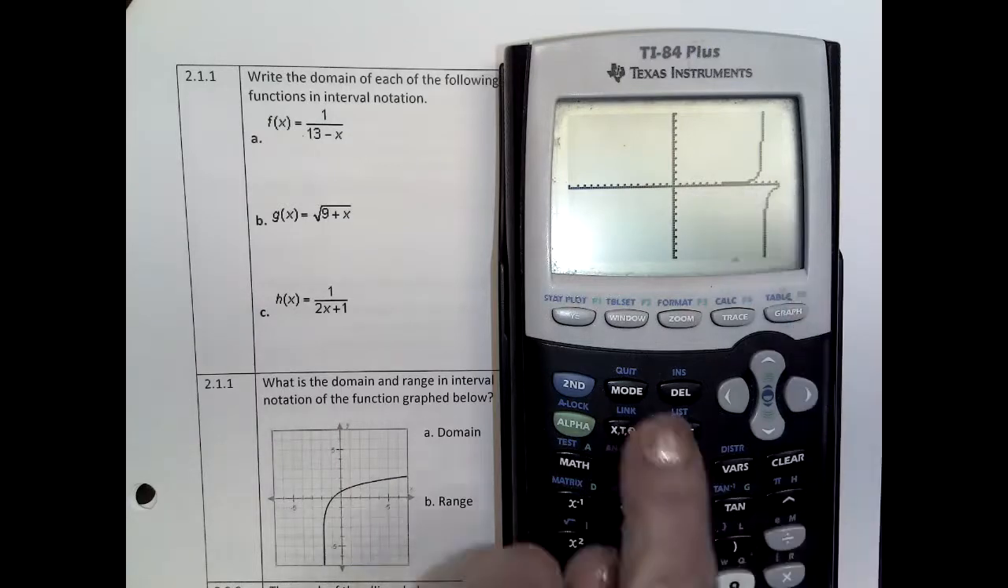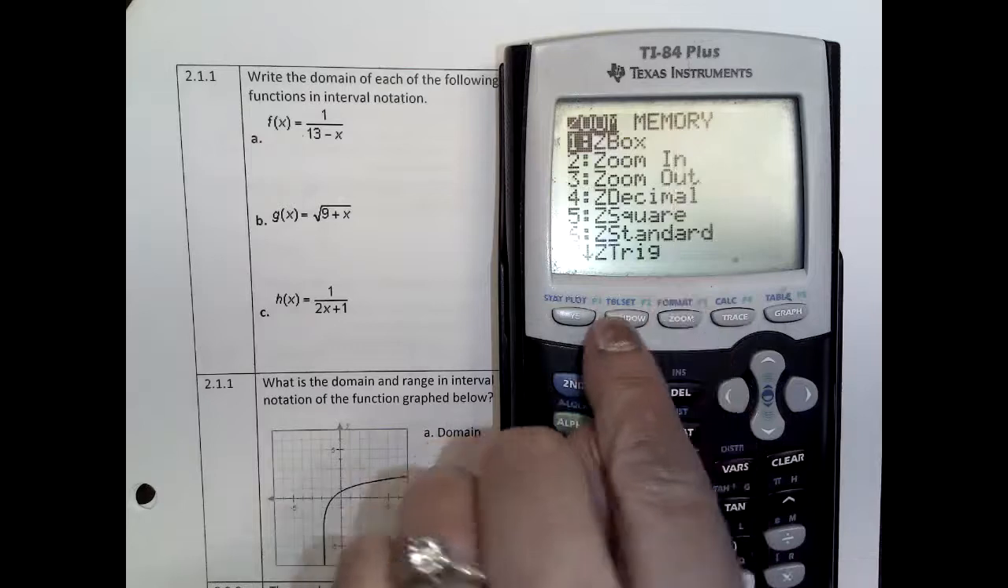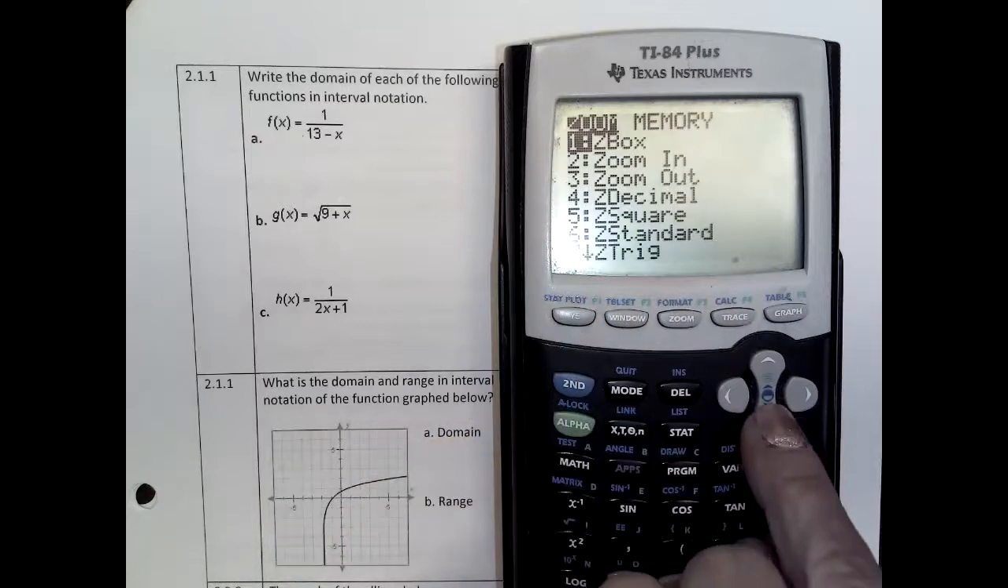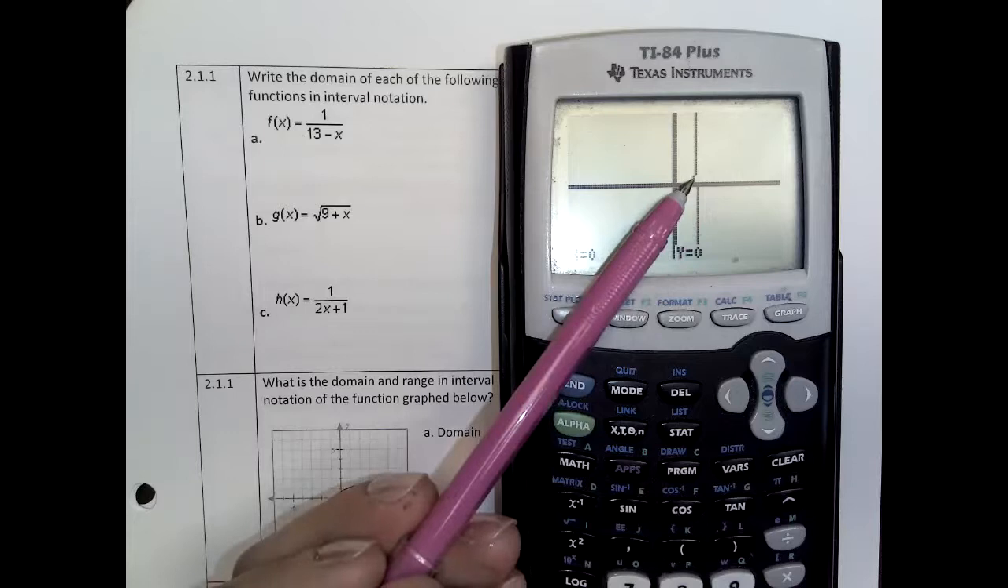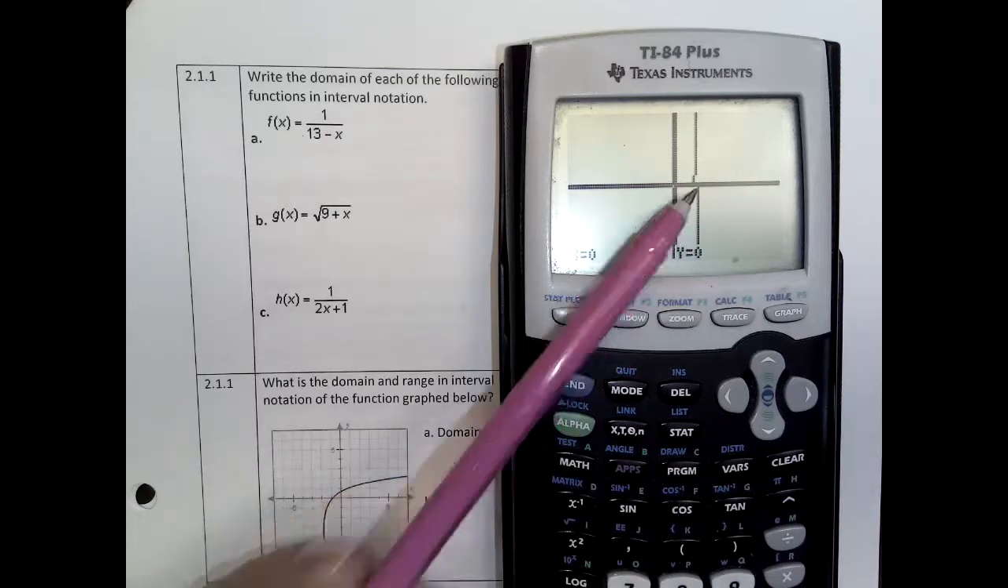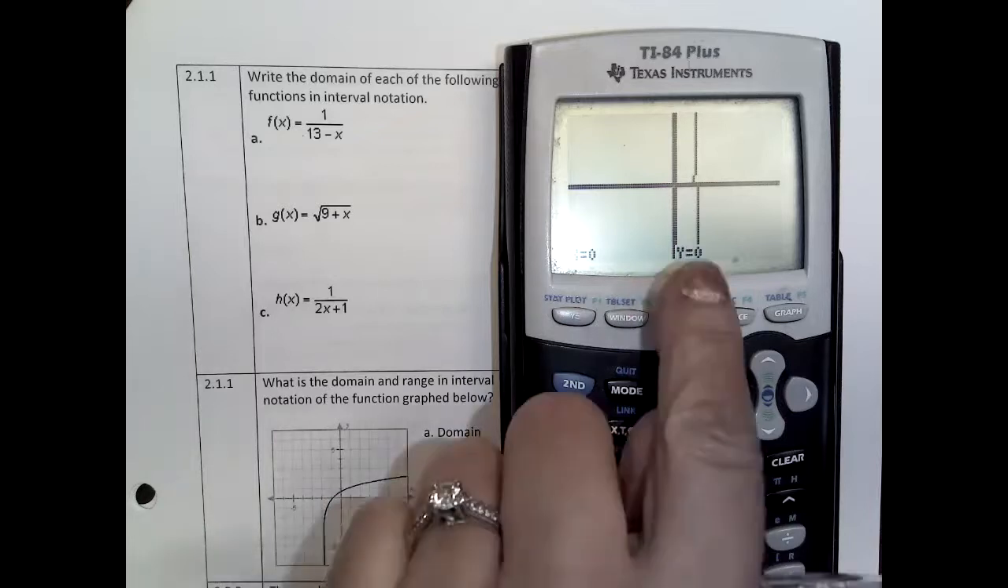If you can't see your graph, you can go to Zoom, and you can go to Zoom out. I'm just going to do that so that I can show you how to get a better graph. So I can see my graph here, but I'm pretty far away right now. You see how there's all lines right there? So I can't see my individual numbers. So I want to get some better numbers.